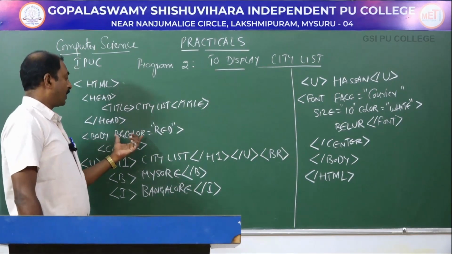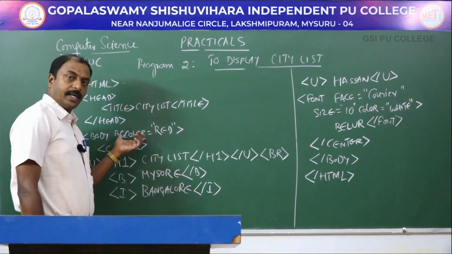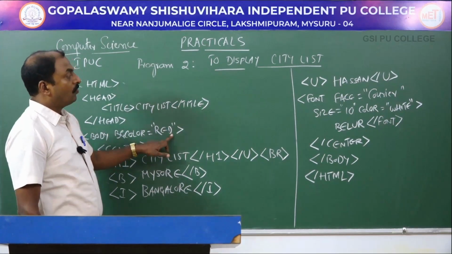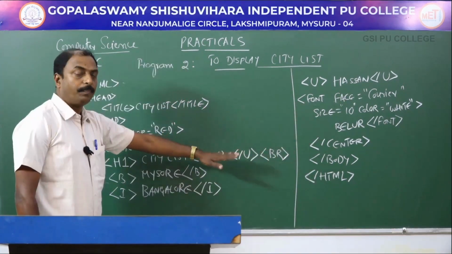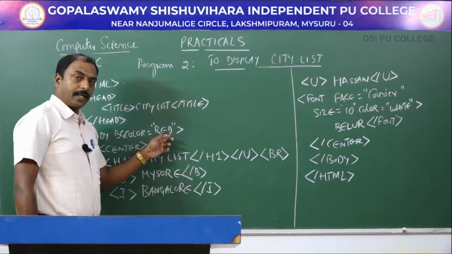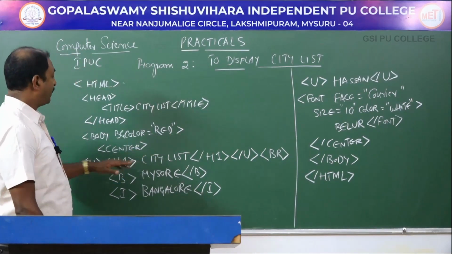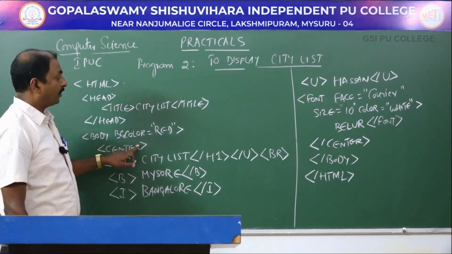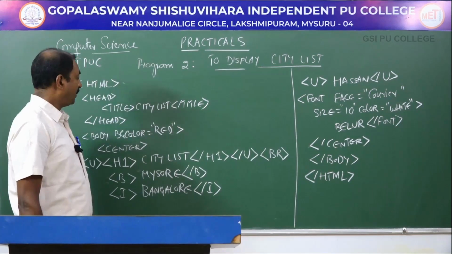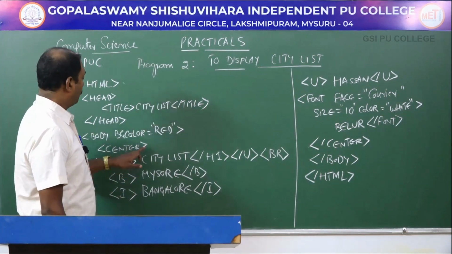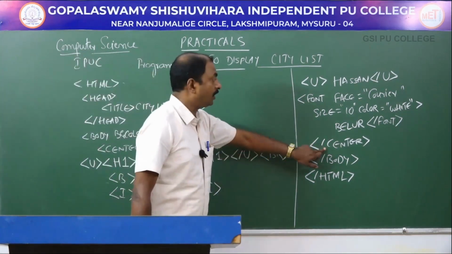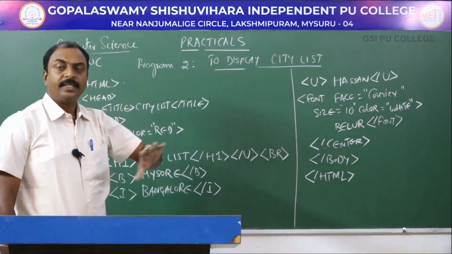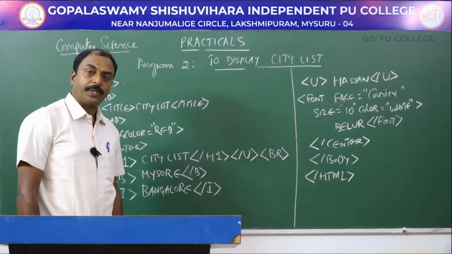Here we are making use of the BG color tag. It is red, so for the entire document the web page will have a red background. Then after that we have used the center tag, and we have closed it here. Anything we have written between this, from here to here, will appear at the center of your web browser window.